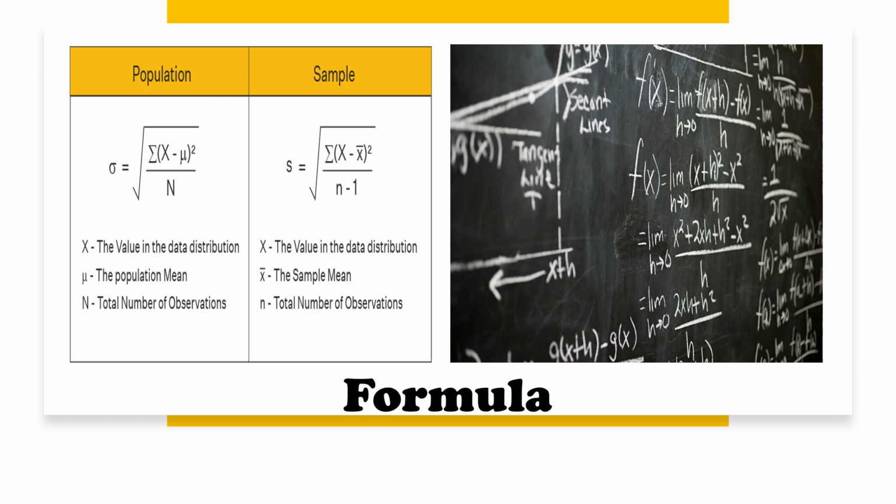Next, let's go to the sample. It's still the same. You must determine what those symbols mean. The big letter X means the value in the data distribution. X with a bar means the sample mean. And small letter n is the total number of observations.